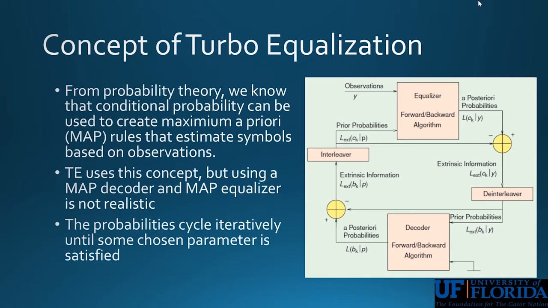From probability theory, we know that conditional probability can be used to create maximum a posteriori, or MAP, rules that estimate symbols based on observations. Turbo equalization uses this concept, but using a MAP decoder and a MAP equalizer is not realistic because the computation requirements are too high. The probabilities cycle iteratively until some chosen parameter is satisfied.